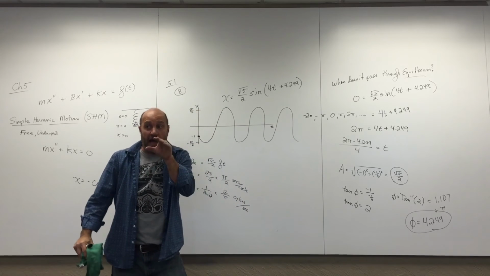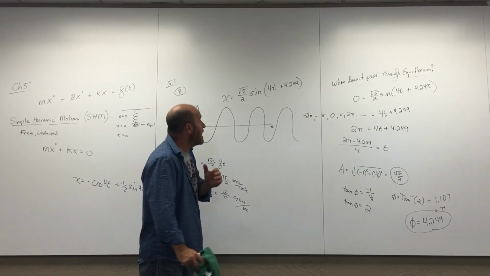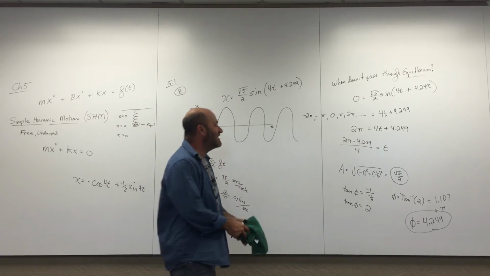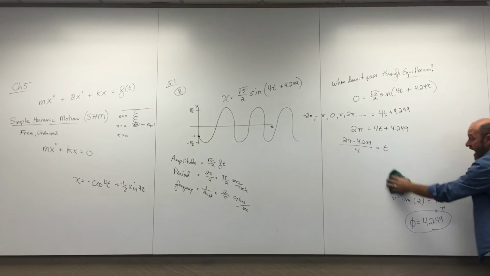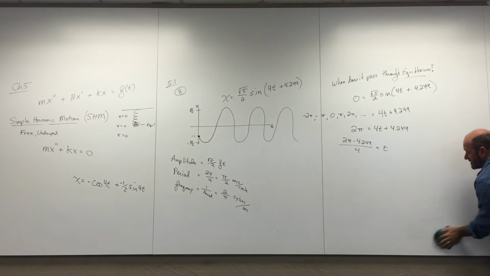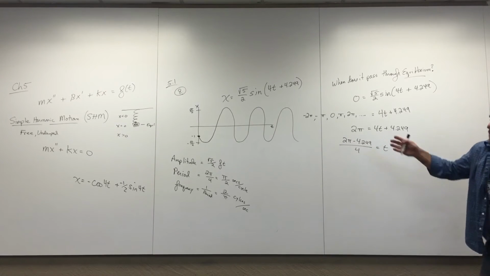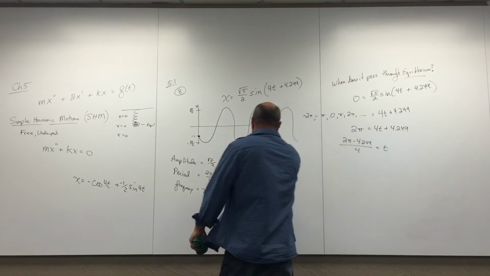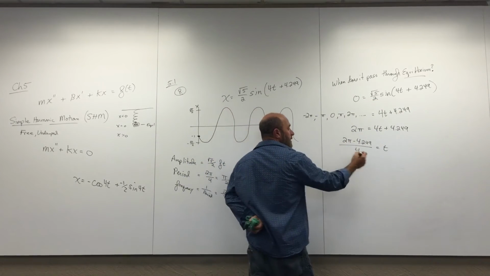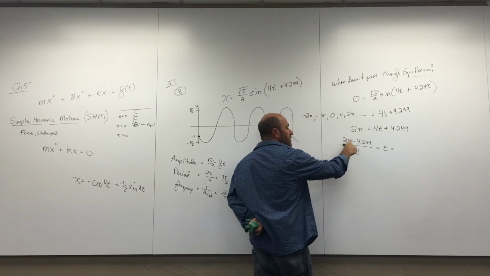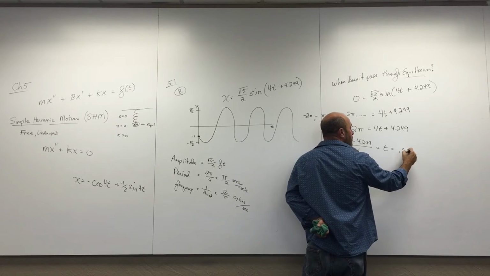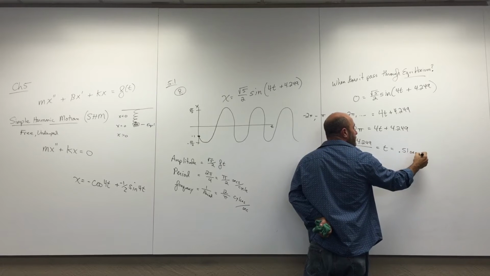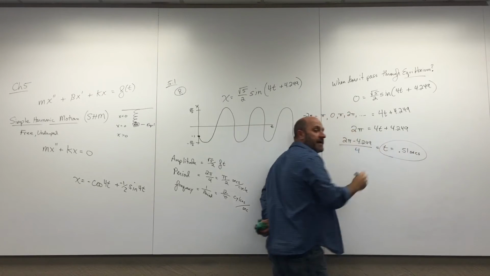When is the first time it passes through equilibrium? Is that what I asked? Not exactly. Well, we got it. And go ahead and decimalize, you guys. We're in a word problem, so we can decimalize some of these things. What is this? 0.509. Okay, thank you. I'll call it 0.51 seconds.